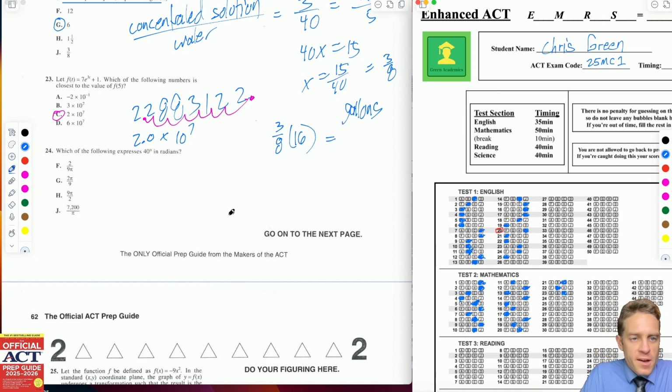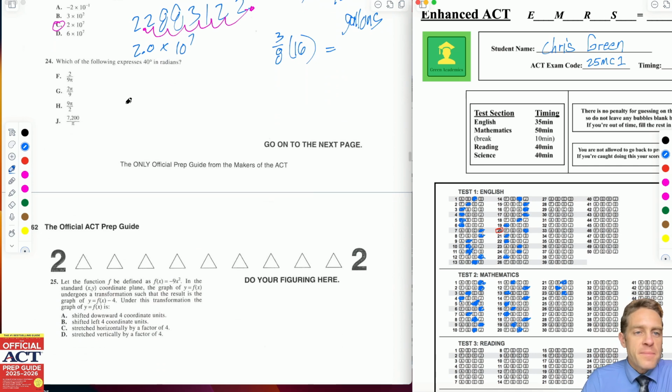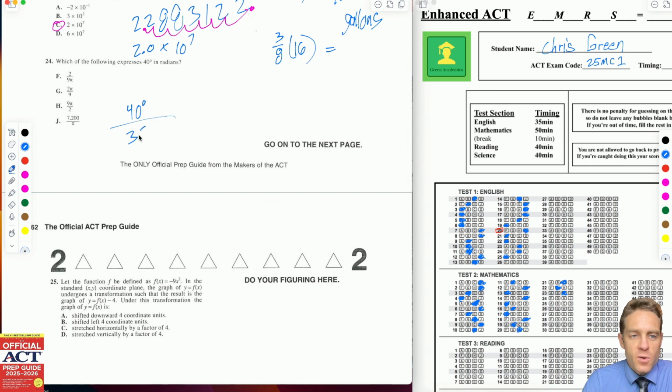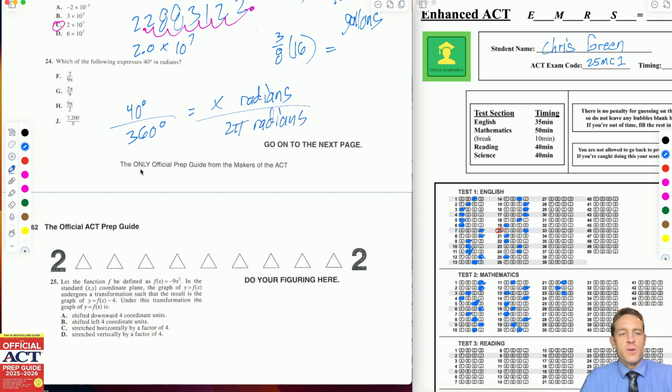Which of the following expresses 40 degrees in radians? I think the best way to write this is always degrees out of degrees that make up a whole circle is radians out of radians that make up a whole circle. So remember that there are 2 pi radians that constitute an entire circle. And then when you do it this way, you can always just cross multiply to solve. You don't have to have remembered any formula for how to do this.